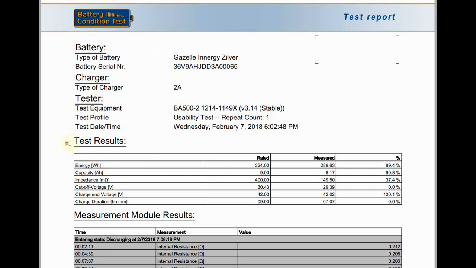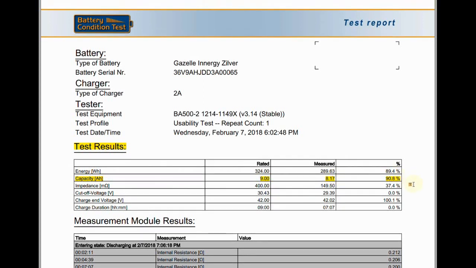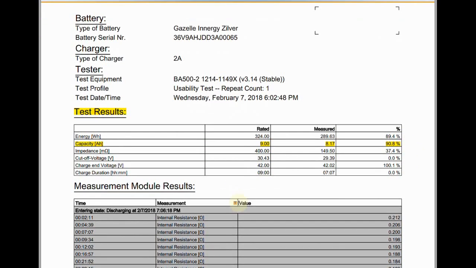Here you will find the measured values for energy and ampere hours. In this case, the battery was specified as 9 ampere hours. The measured value is 8.17. In the percentage column you can see that the capacity is 90.8% of the original value, so this battery has lost almost 10% of its capacity. So the customer will have a 10% reduction in driving distance. If the battery was specified in watt hours, you would use the line with the energy in watt hours.